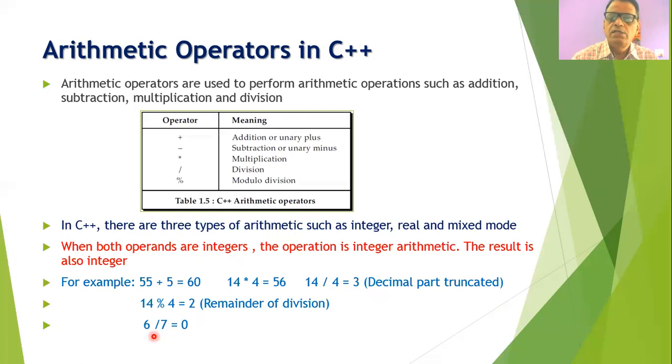Similarly, when we divide 6 by 7, you will get the result 0, because the result is a fractional value, and in integer arithmetic the fractional value is truncated. So one can easily observe this behavior whenever you perform integer arithmetic in C++.